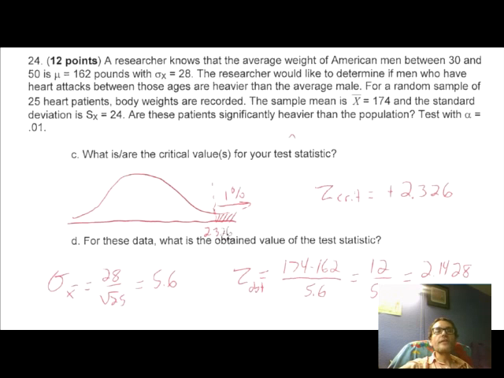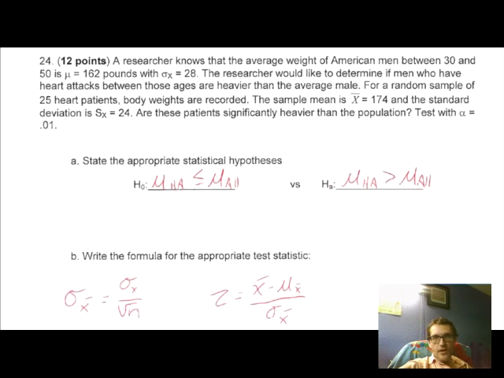So here we go. For these data, what is the obtained value? So sigma sub x bar is the sigma of 28 over the square root of the sample size of 25 equals 5.6. Okay. The z obtained then would be my sample average of 174 minus the 182 of the population, divided by the standard error of 5.6. We can calculate that out. We get 2.1428. Wow, I'm very specific. Okay, 2.14. Okay? Now, moving on to the last part of this question.